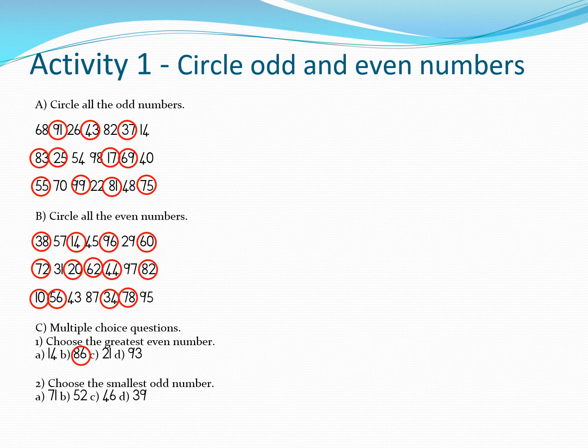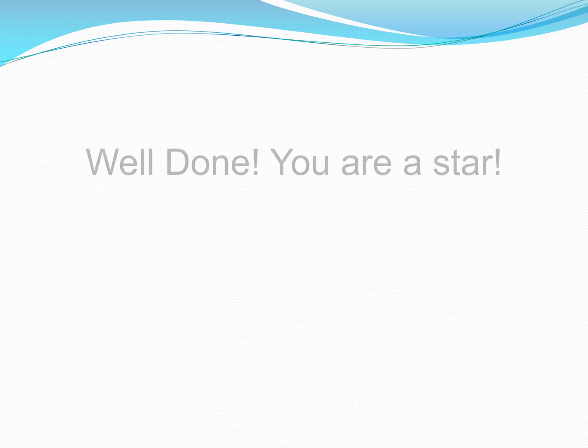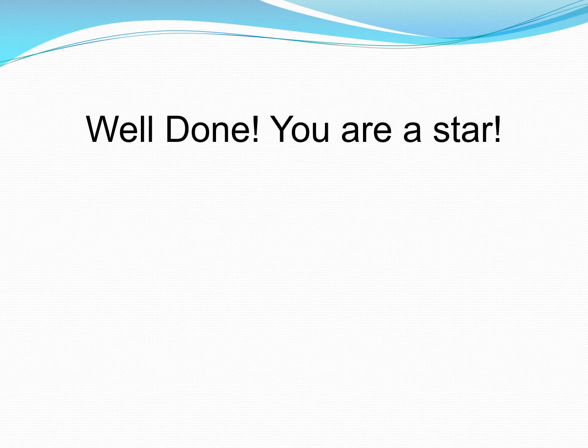Second part of the question, choose the smallest odd number. Firstly, we know it must be the smallest. Secondly, it must be an odd number. Odd numbers end on 1, 3, 5, 7, or 9. So let's first look which ones are the odd numbers. 71 and 39 are odd numbers. But which one is the smallest odd number? The answer here was D, number 39. Well done, you are a star.